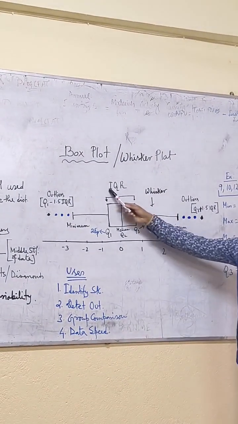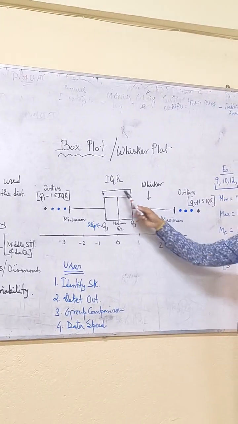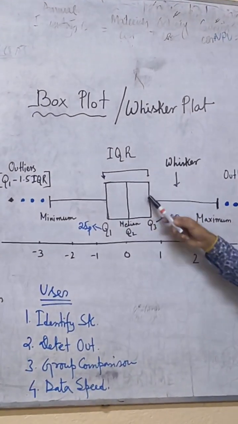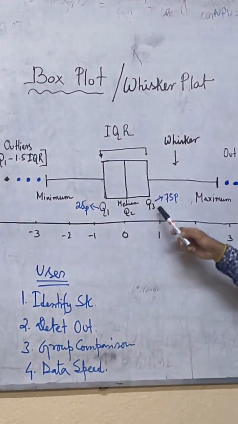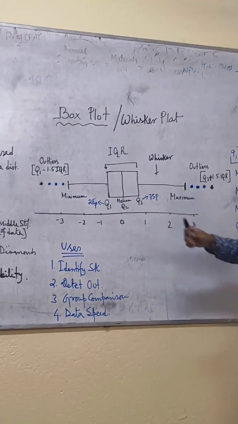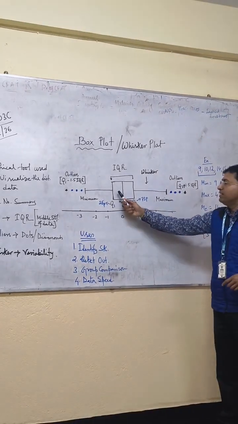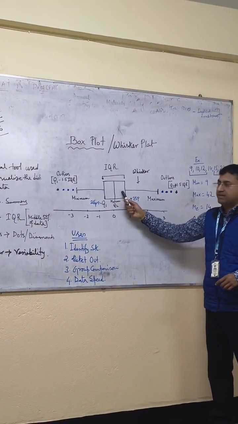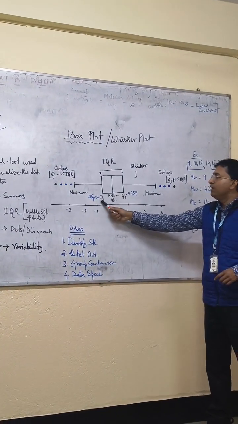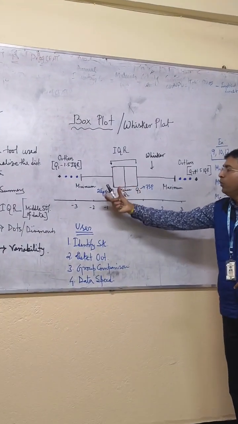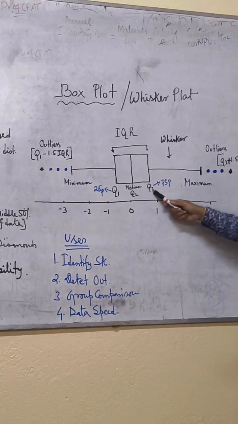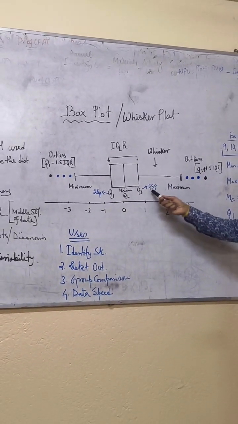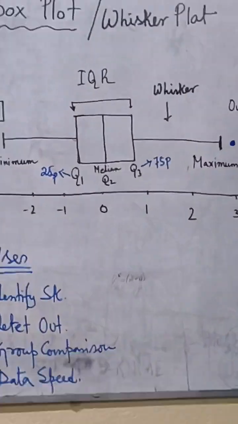So the interquartile range, the IQR, expresses the box, which is the range between Q1 to Q3. Q2 is the middle 50% of the data. Q1 is the lower 25 percentile. And Q3 is the upper 75 percentile.